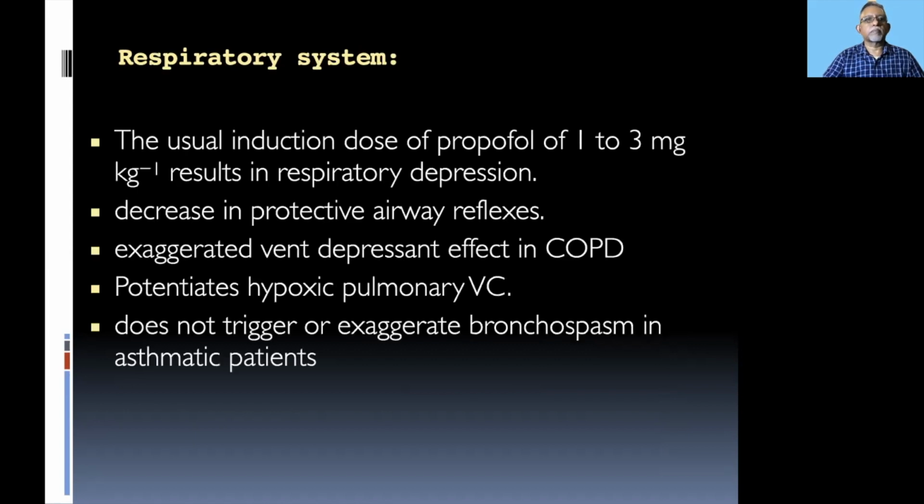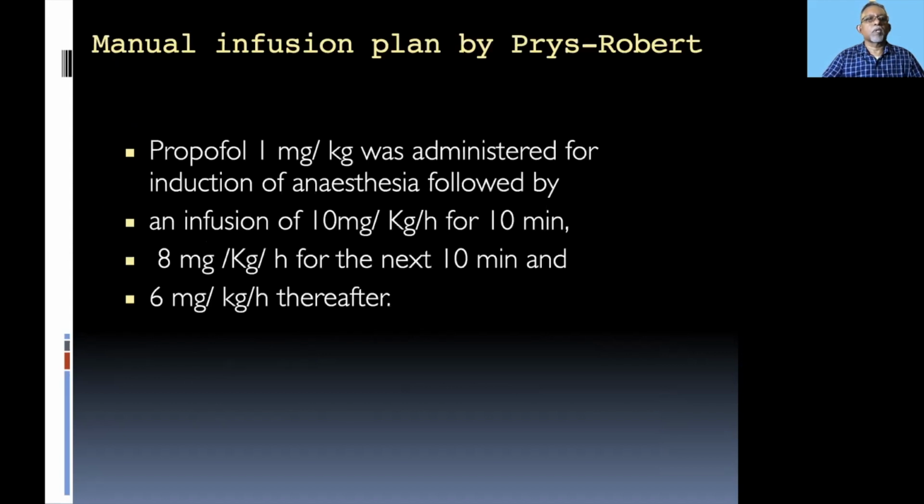Manual infusion plan by Prys-Roberts. Propofol 1 milligram per kg is administered for induction of anesthesia, followed by an infusion of 10 milligram per kilogram per hour for the next 10 minutes, and 8 milligram for the next 10 minutes, and 6 milligram thereafter. Propofol is better administered with the target controlled infusion pumps, the details of which are out of the scope of this presentation.